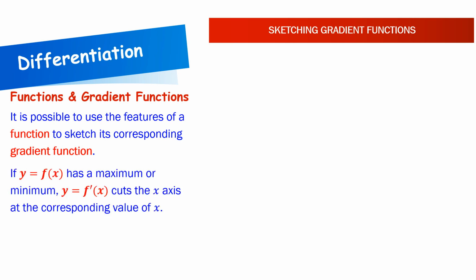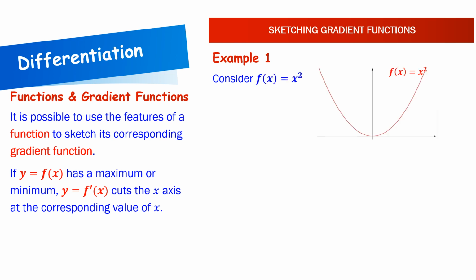If y equals f of x has a maximum or minimum, y equals f dash of x cuts the x-axis at the corresponding value of x. Let's take a look at an example. Consider f of x equals x squared. Here's a sketch.